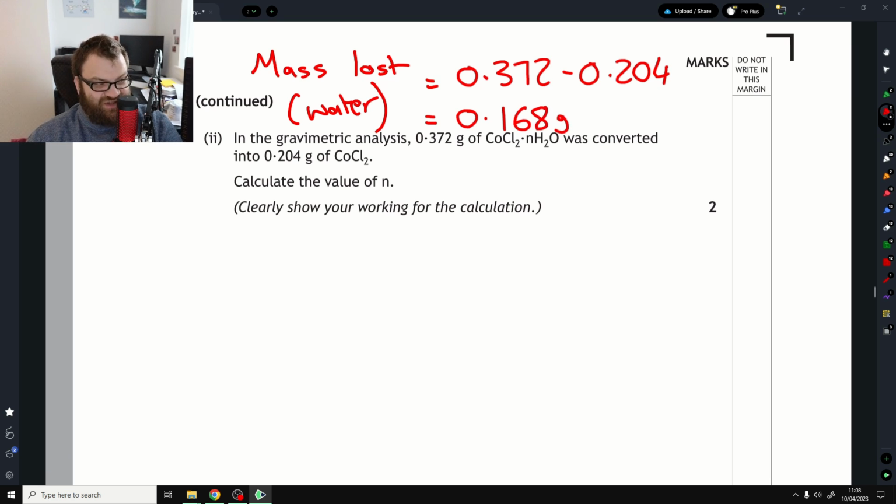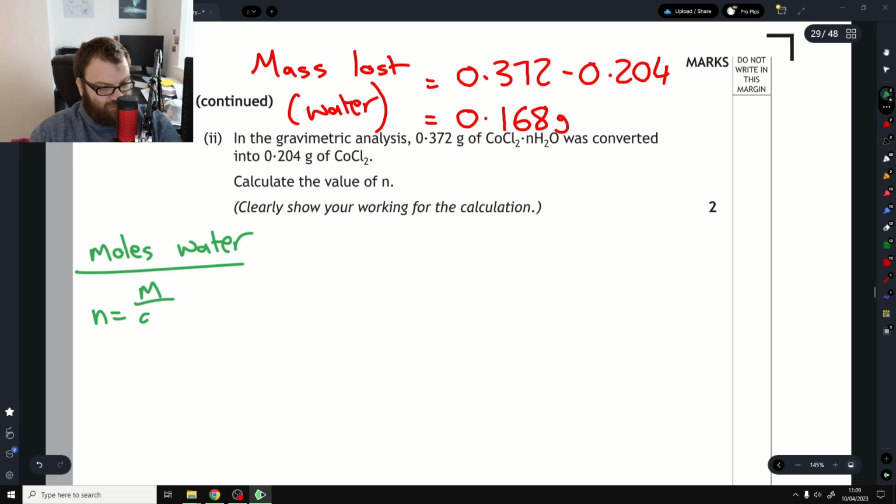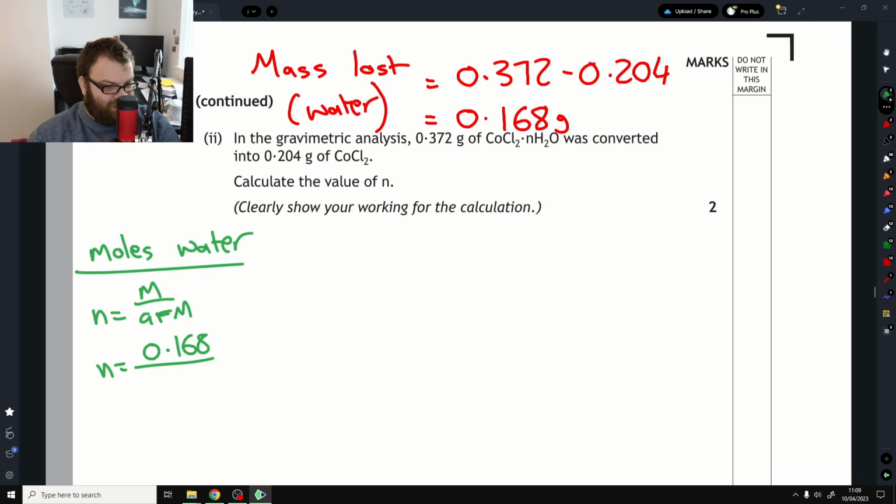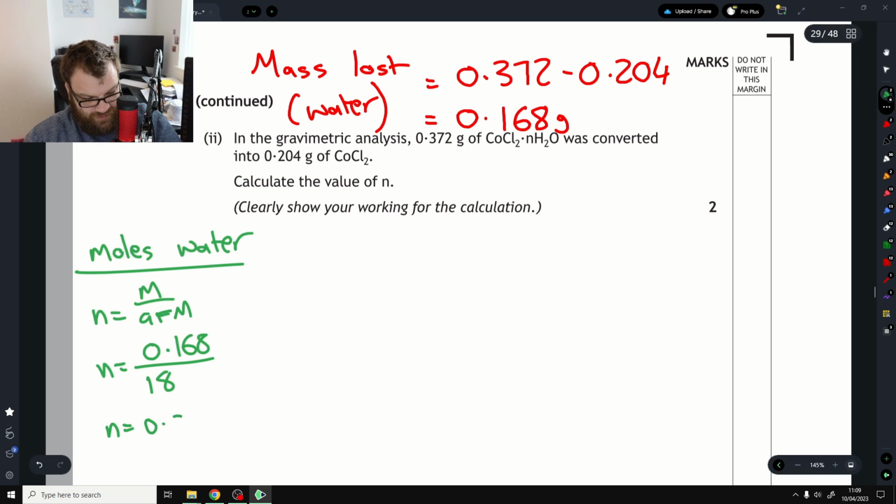Next up, I'm going to change them both to number of moles. That will make our life a lot easier. So first thing I want to do is work out my moles of water. As we've done before, n equals m over GFM. n equals 0.168 divided by, oxygen has a mass of 16, 2 hydrogens would be 2. That gives you 18. That should be one that you're fairly familiar with from the number of times you've done it. It gives us 0.00933 moles.